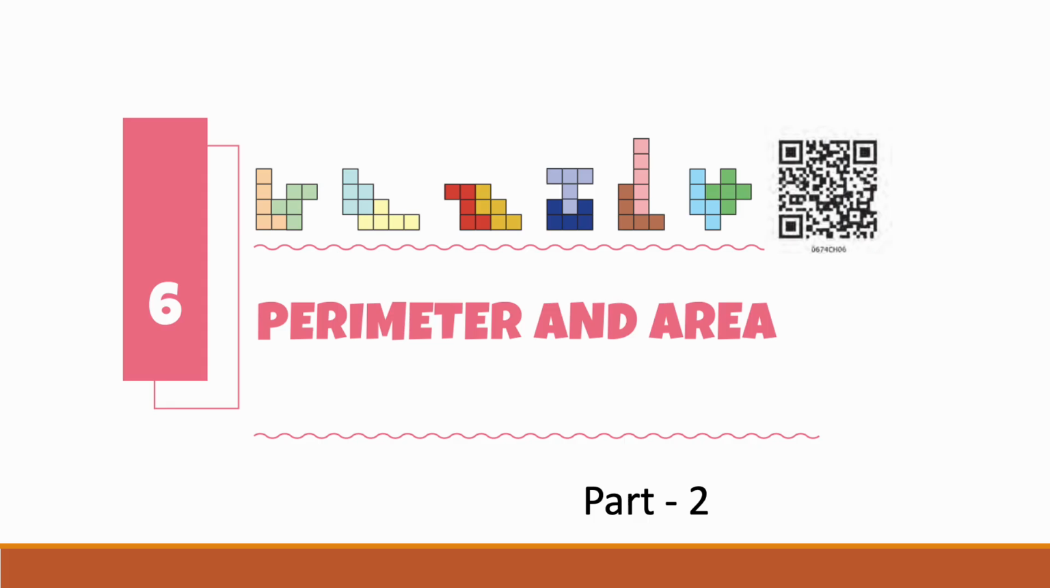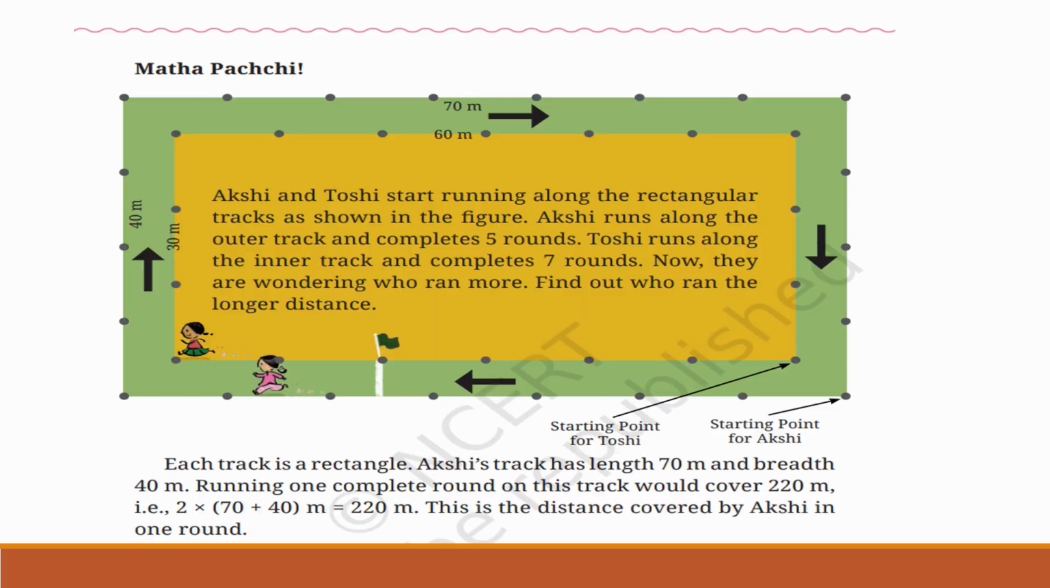Today we will see NCERT Class 6 Maths, Chapter 6, Perimeter and Area, Part 2. Madhapachi, Akshi and Toshi start running along the rectangular tracks as shown in the figure. Akshi runs along the outer track and completes 5 rounds. Toshi runs along the inner track and completes 7 rounds. Now they are wondering who ran more. Find out who ran the longer distance.